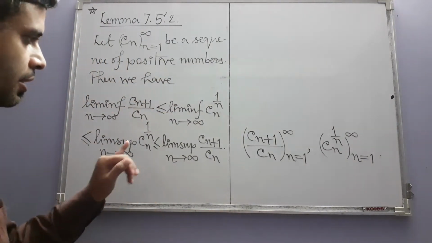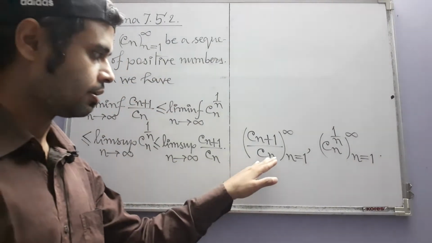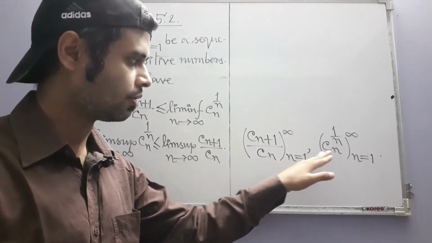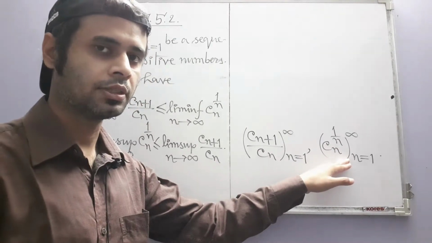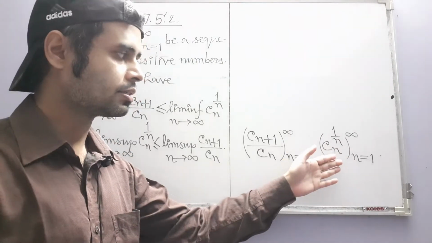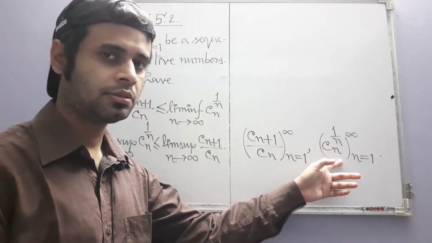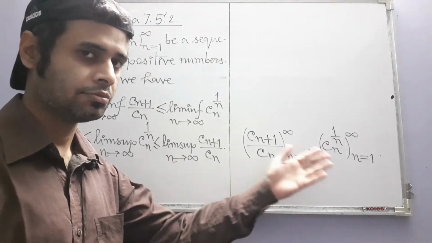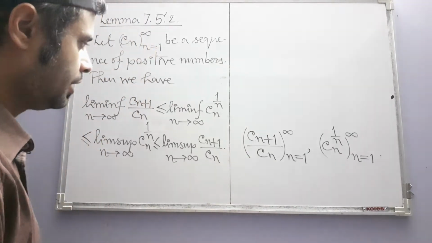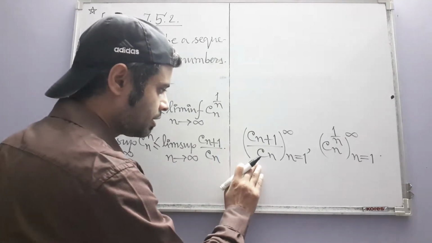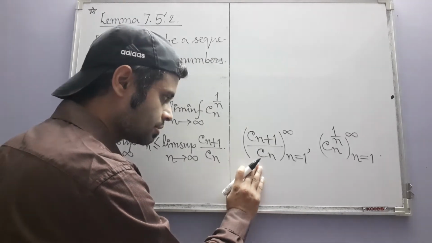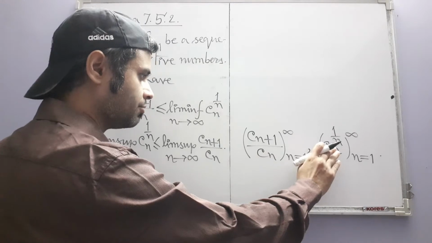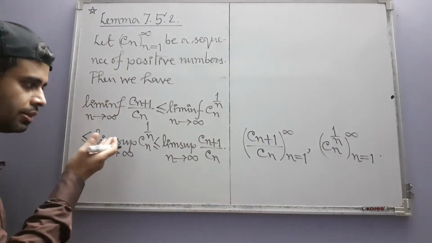So that means these inequalities are saying that the lower limit, that is the limit inferior of this sequence, is less than or equal to the lower limit of this sequence, which in turn is less than or equal to its upper limit, which in turn is less than or equal to the upper limit of this one. Again we come back to this. In other words, the lower limit and the upper limit of this sequence traps the lower limit and the upper limit of this sequence in between them in this sense.